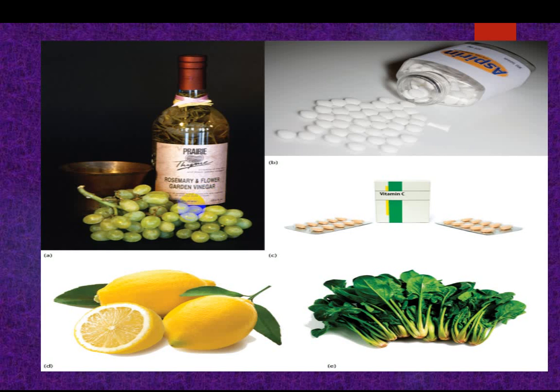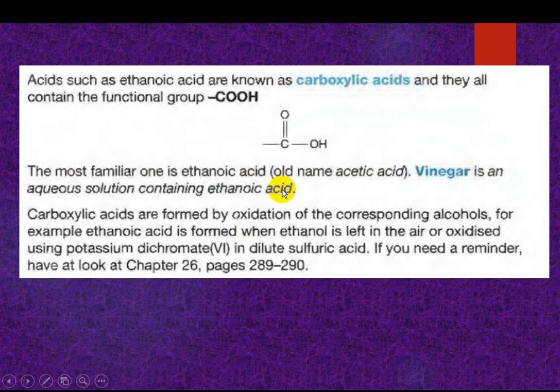Ethanoic acid we have. This is aspirin. This is also called a weak acid. The functional group of this weak acid is the carboxylic acid. Acids such as ethanoic acid, which vinegar contains, are carboxylic acids. They contain the functional group COOH.